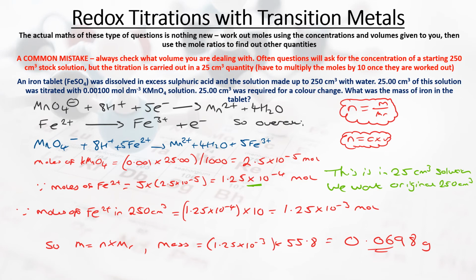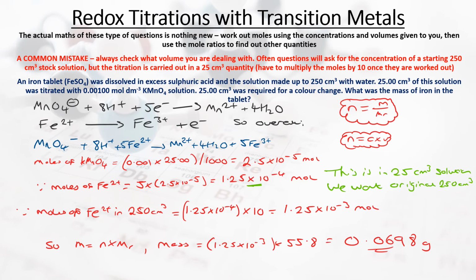However, the question asked us for the mass of the iron in the tablet. That tablet was dissolved in the 250 cm³. So we need to multiply by the difference: the 25 cm³ going into 250 is 10. So there's 10 lots of that in our 250 cm³ solution, so we multiply our answer by 10. And so the moles of Fe2+ in the original 250 would have been 1.25 × 10^-3 moles.